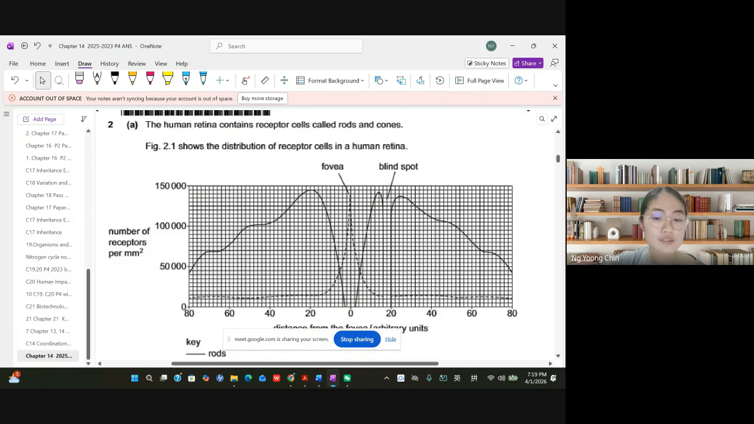Okay, and then for this one, I just realized that this chapter 14 comes out a lot of the human sense organs, which is talk about the eyes, the structures of the eye. 所以就是这个眼睛构造也是很重要的一点，因为还是比较常出在这个 chapter 14这一课的。Okay, so this is showing about the receptor cell in the human retina.